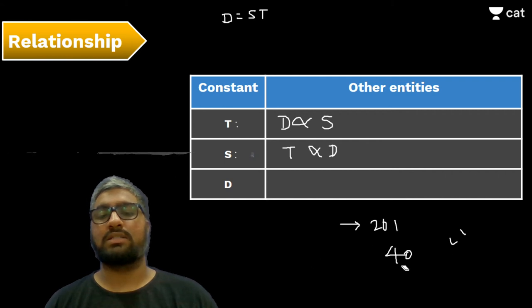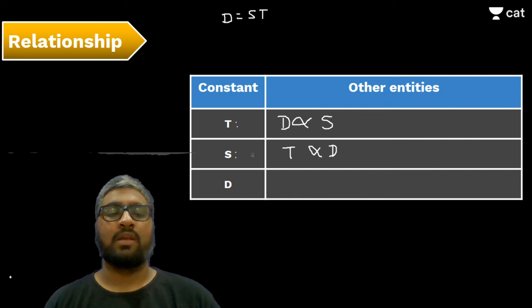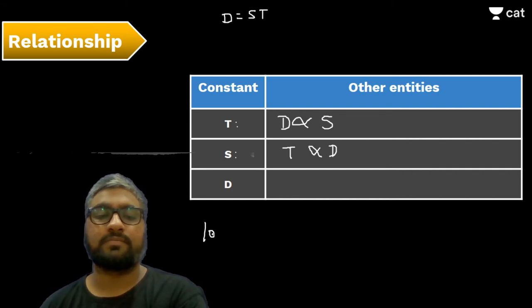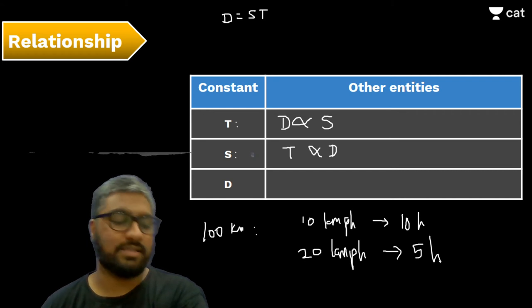So here is the stinger. When distance is constant, for example, if the distance I have to cover is 100 kilometers, and I travel at 10 kilometers per hour, I'd be able to cover this in, sorry, 10 hours. If I travel at 20 kilometers per hour, what happens? Would it take me 20 hours to cover it? No. It would take me 5 hours.